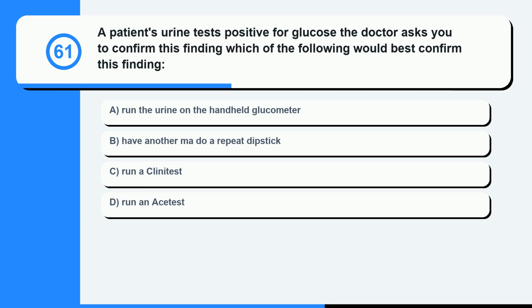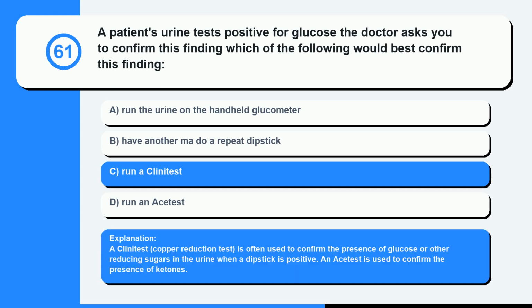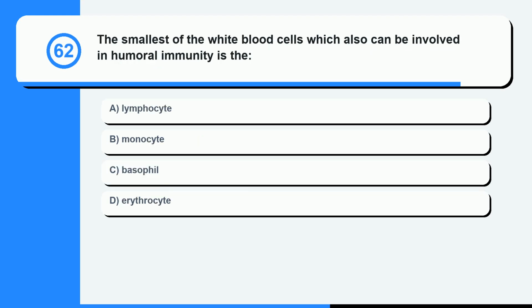Question 59. Specific gravity in urinalysis. A. Compares the concentration of urine to that of distilled water. B. Is useless when the patient is dehydrated. C. Can only be done with a refractometer. Or D. None of the above. The correct answer is A. Compares the concentration of urine to that of distilled water. Specific gravity measures the concentration of particles in the urine. It is a ratio that compares the weight of the urine to the weight of an equal volume of distilled water, which has a specific gravity of 1.000.